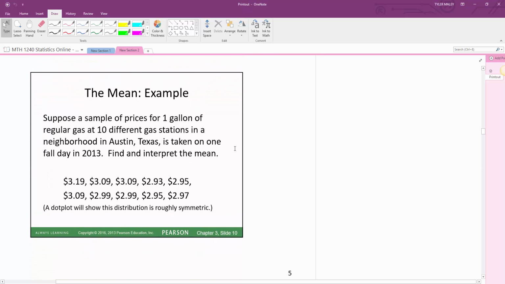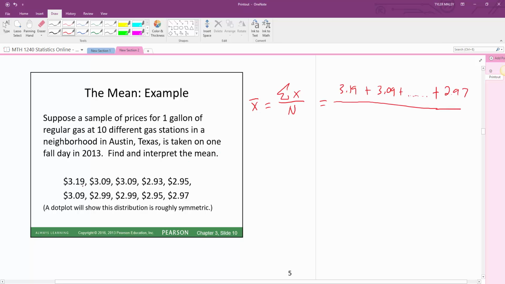So here is an example. Suppose that we have a sample of prices for 1 gallon of regular gas at 10 different gas stations in a particular neighborhood in Austin, Texas. This is taken all on one fall day in 2013, so all of these gas prices are from one day. We want to find and also interpret the mean. To find the mean, remember we're going to add up all the x's and divide by how many we have. So we would take 3.19 plus 3.09, and so forth, all the way until we get to 2.97.